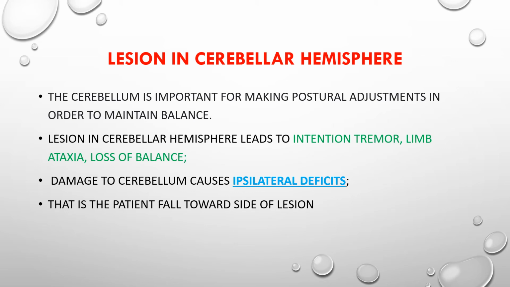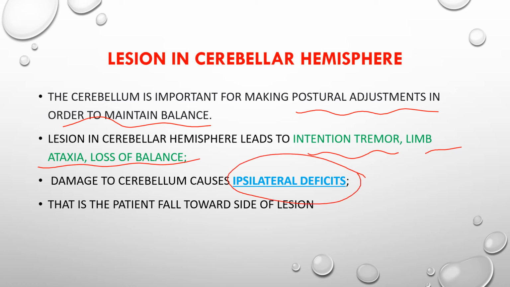Next is lesion in cerebellar hemisphere. The cerebellum is important for making postural adjustments in order to maintain balance. So any lesion in cerebellar hemisphere will lead to intention tremor, limb ataxia and loss of balance. And the damage to the cerebellum causes ipsilateral deficits. That is, as opposed to cortical or cerebral damage, in the cases of any cerebral damage, the contralateral side is affected.